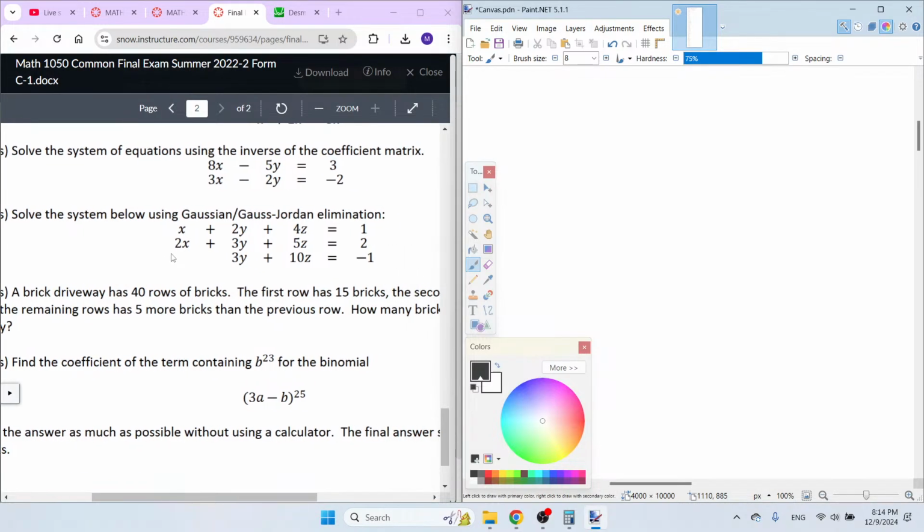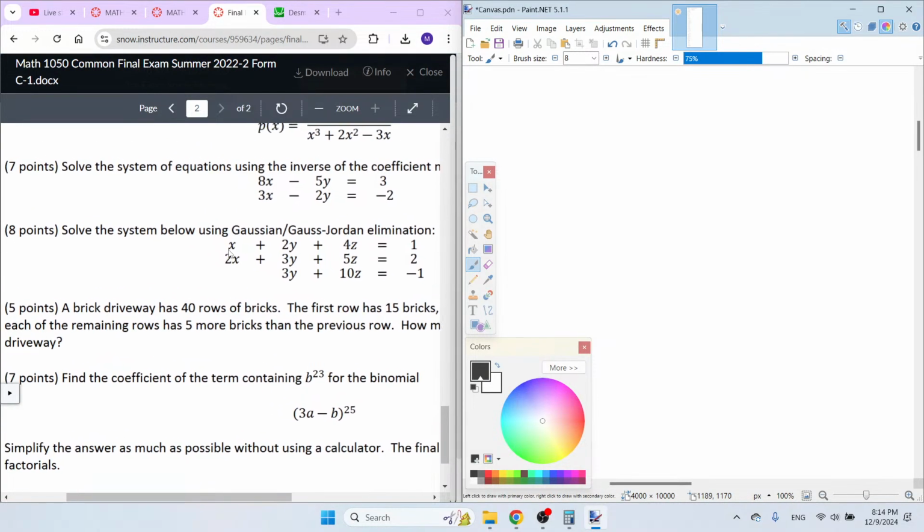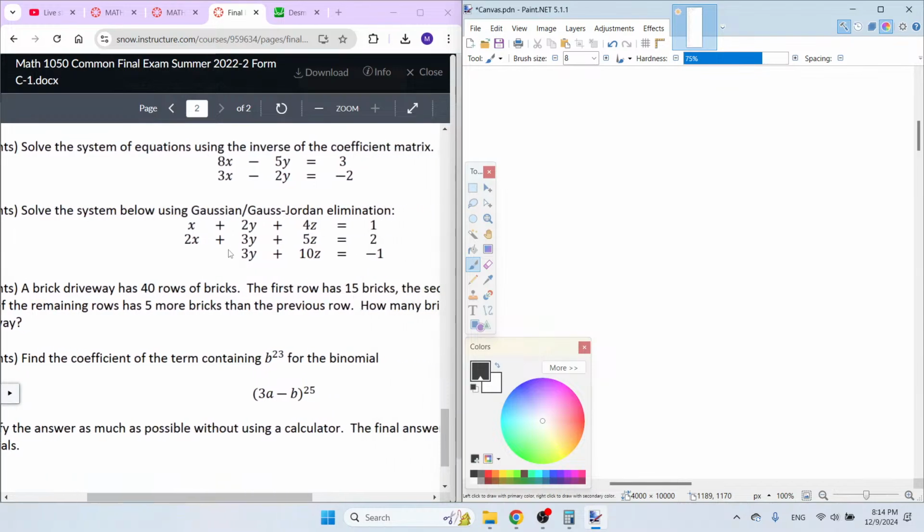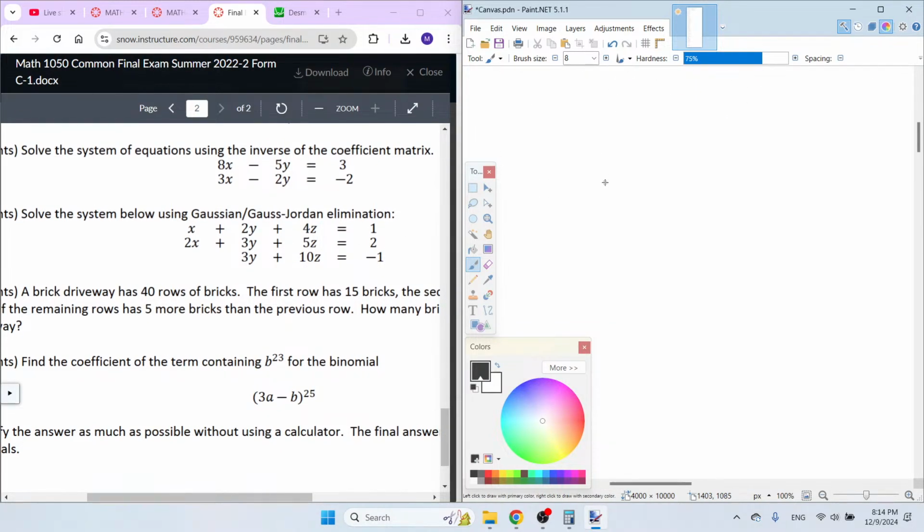Solve the system of equations by using the inverse of the coefficient matrix. So feel free to use whatever method you want. I know that the person who writes the test tries to force students to solve things in certain ways. This is how you solve it with the inverse coefficient matrix. So here's our coefficient matrix, 8, -5, 3, -2. We need to invert it.